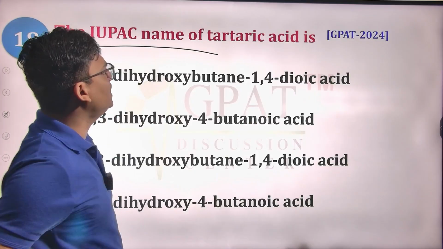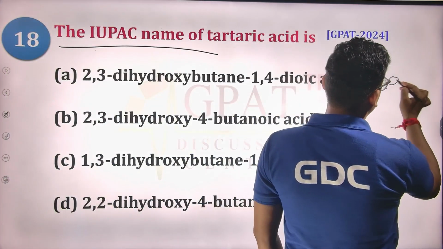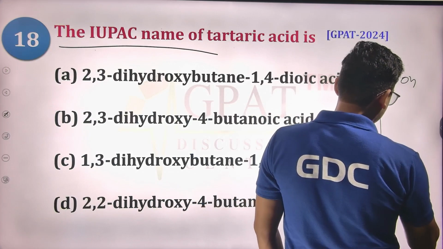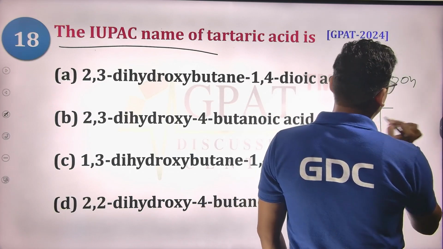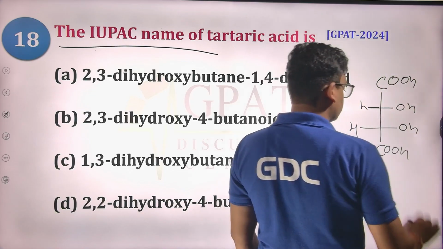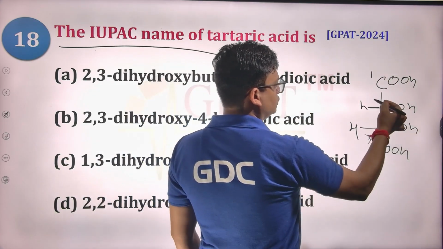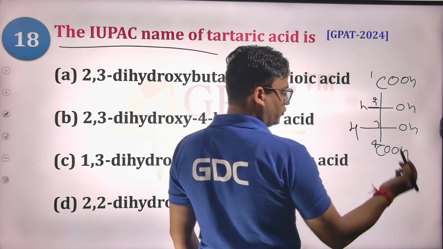The IUPAC name of tartaric acid. Tartaric acid has a COOH structure. First of all, look at the structure of tartaric acid. We are having OH, H, OH, H. Let's suppose we are having this structure as tartaric acid. Now we are having 1, 2, 3, 4. We are having 4 carbons, so but.